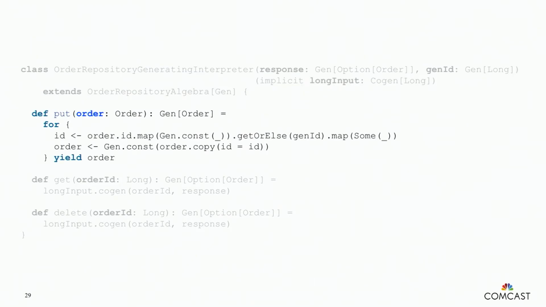It's not really that difficult, as it turns out. We can take that order. We can generate an ID. Here we just kind of say we're putting, so we take the order's ID, we make a constant generator for it. Otherwise, we gen an ID from the long. So basically this is saying our order has an optional ID. So if we don't have an ID, let's make one. Otherwise, we'll just use the one we have. And then we're just going to copy and make sure we set the ID on that order. We're not actually putting anything anywhere. We're just going to yield out that generator.